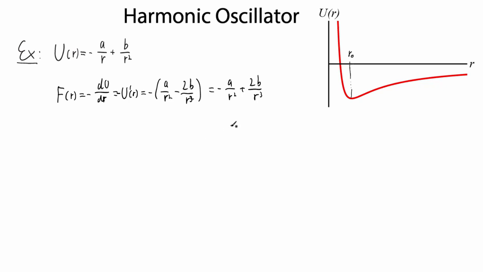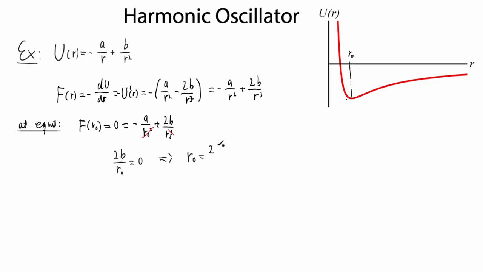So that's what we have. Now the equilibrium points are characterized by the fact that the force is 0. Right? The slope of the potential here is 0, which means the force is 0. So F of R0 equals 0. So that means, of course, that minus A over R0 squared plus 2B over R0 cubed is also 0. And we can simplify things a little bit, and we will then obtain the following. Okay, so that's the position of the equilibrium.